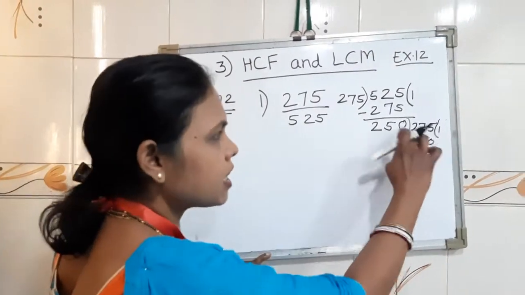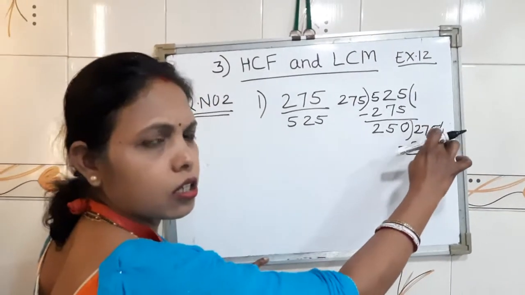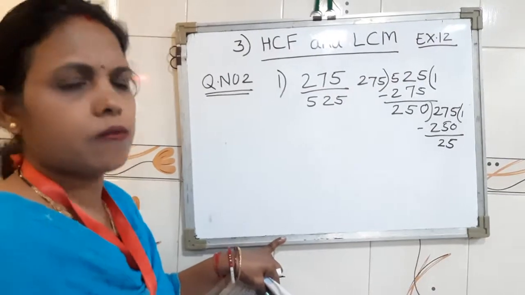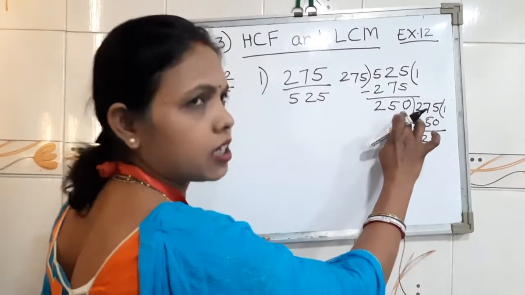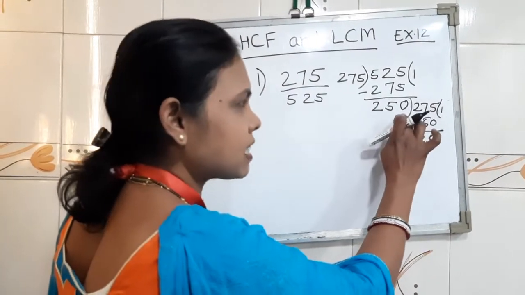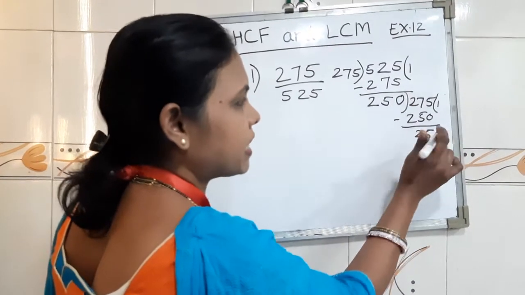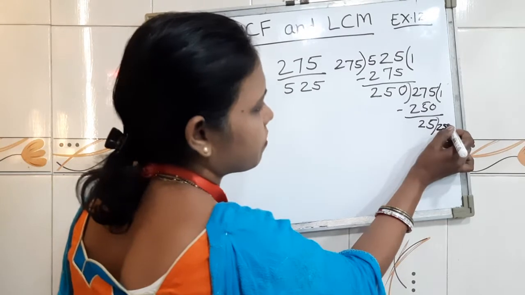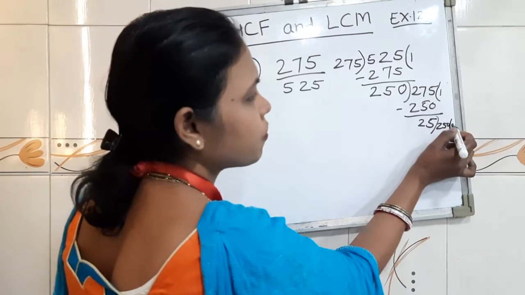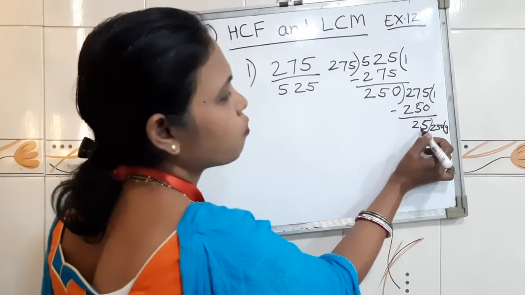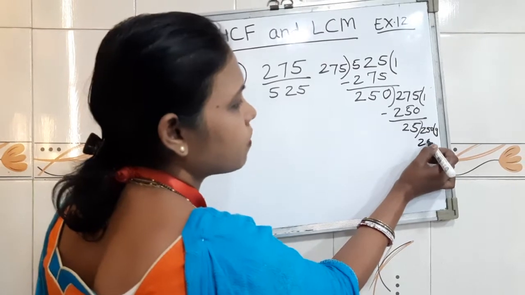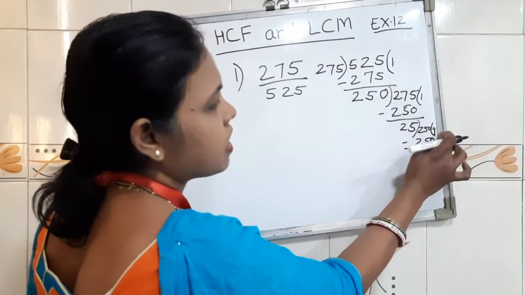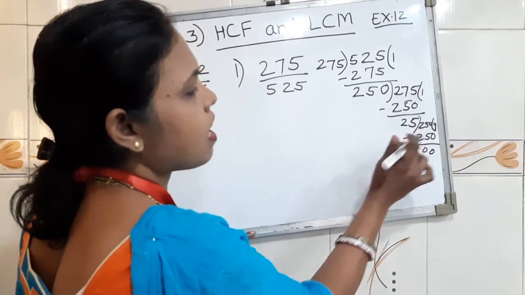Now here in this question, 25 is the remainder. Here 250 is the divisor. This 250 we will take here. 250. Now 250, 9 times 25, 9 times. You will get 250. 9 times 5 is 45.